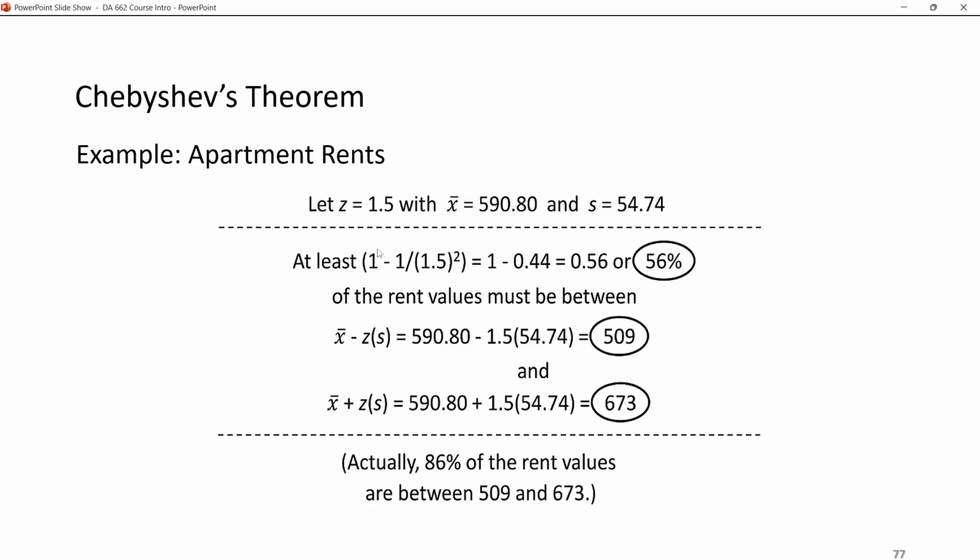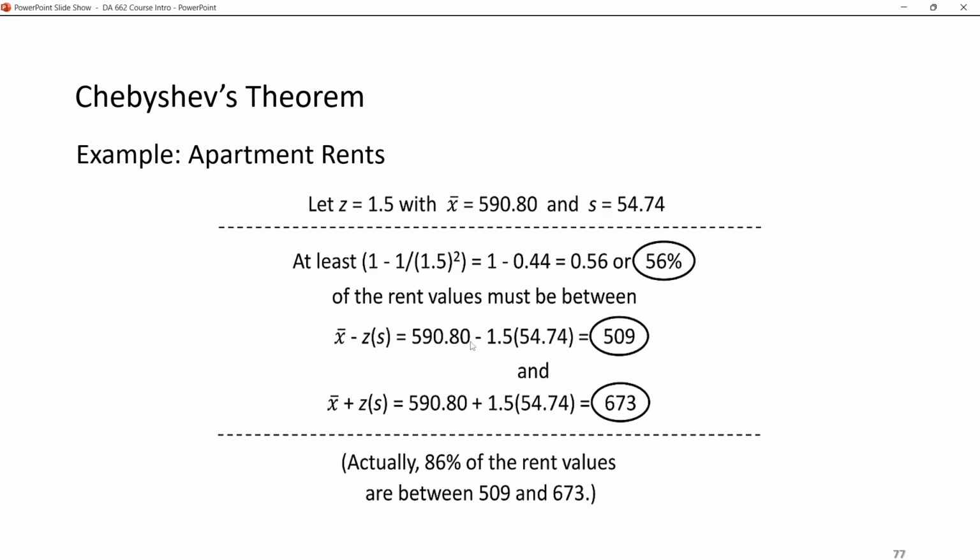So in the case of the apartment rents, you just pick any z you like. You could choose 1.5. X bar is 590, and the standard deviation was 54.74. Well, okay, plug it into Chebyshev, and you'd say, 1 minus, this comes out to 0.44. 56% of the data should be within that distance from the true average. And okay, x minus z, 1.5 times this, 509, 673. Okay, so I have a lower bound, 509, and I have an upper bound, 673.